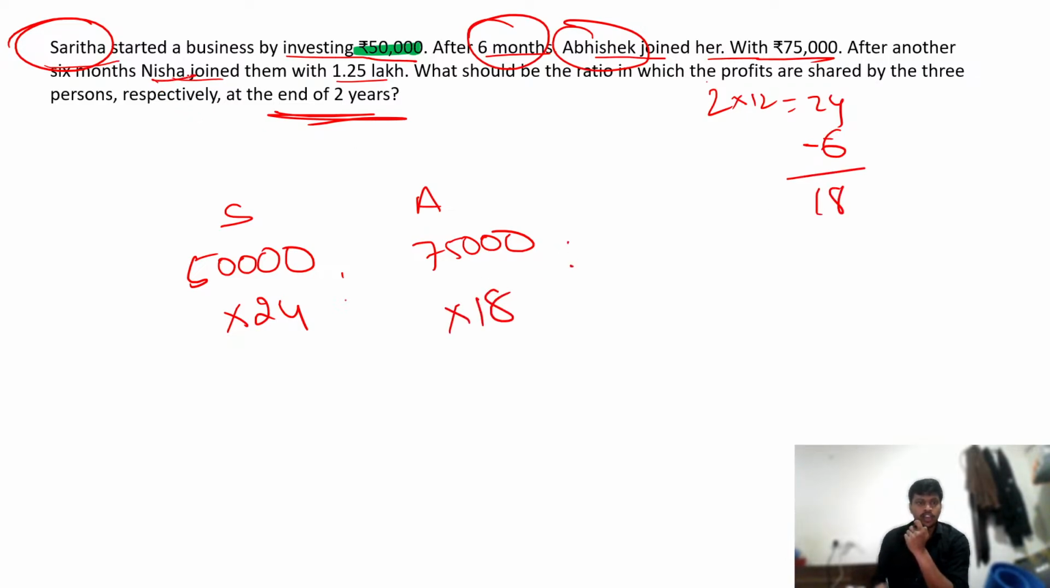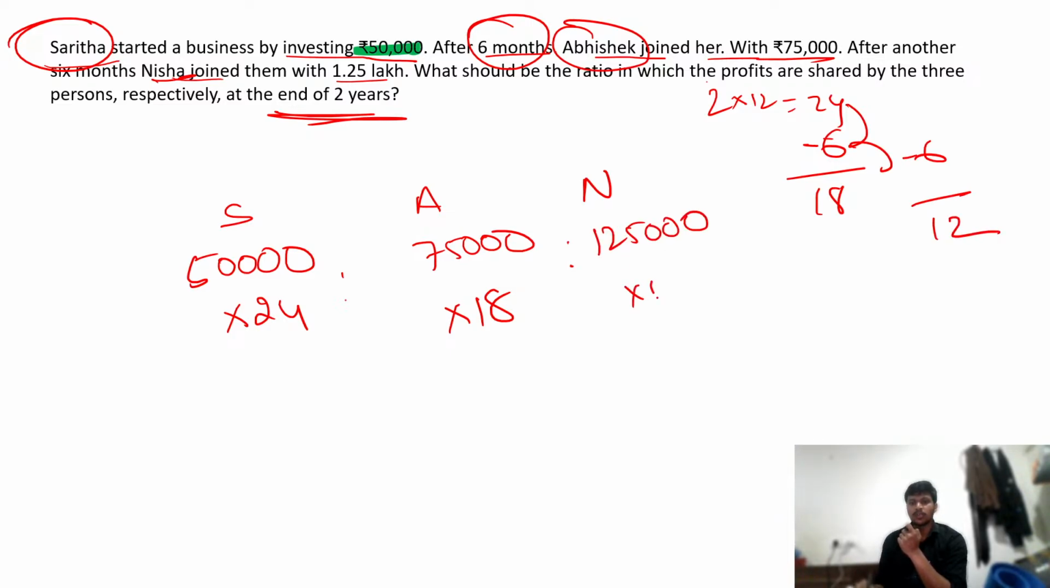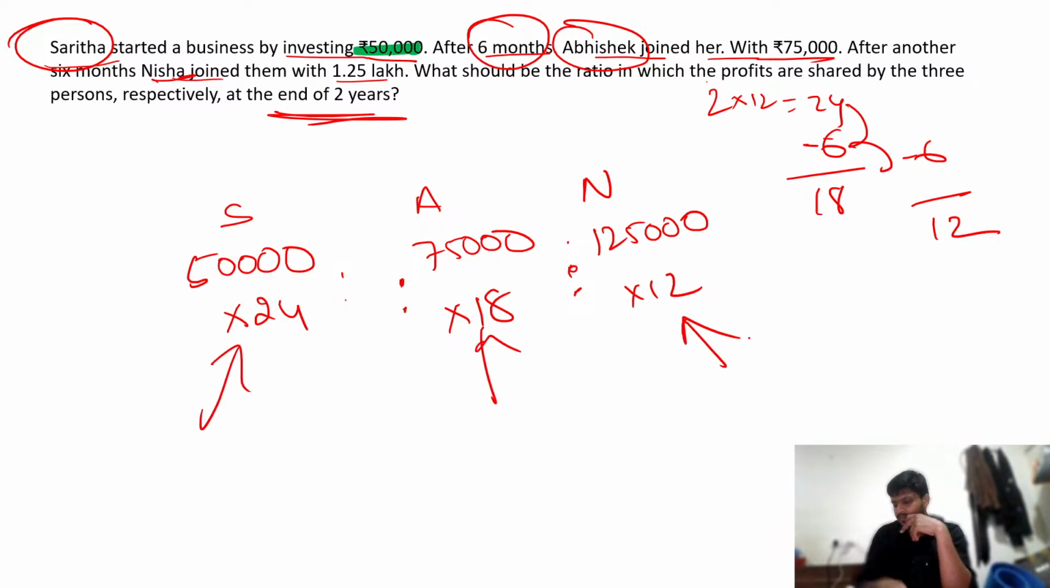Coming to Nisha, she joined after another 6 months. That means out of 24, we are already done with 6, and we are done with one more 6. So whatever she is investing is there in the business for only 12 months. Just find out the ratio, you will get your required ratio. But the only thing you need to observe here is we are doing it for 2 years, so you have to take 24 months as the total time period. That's it. Find out the ratio, you will get your answer.